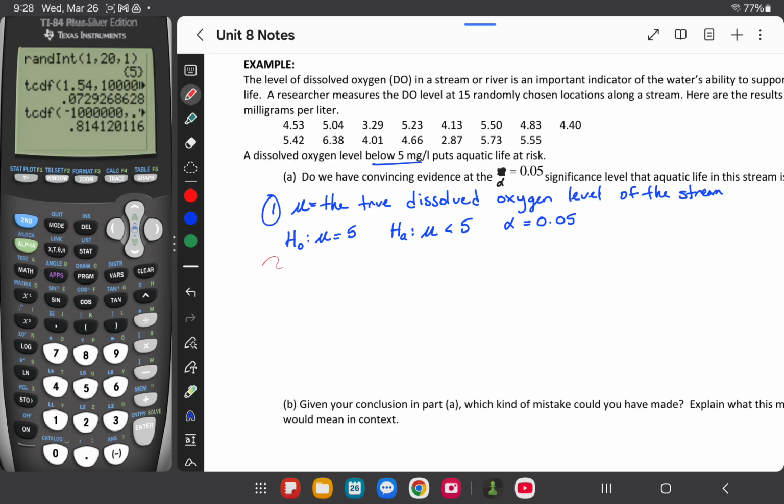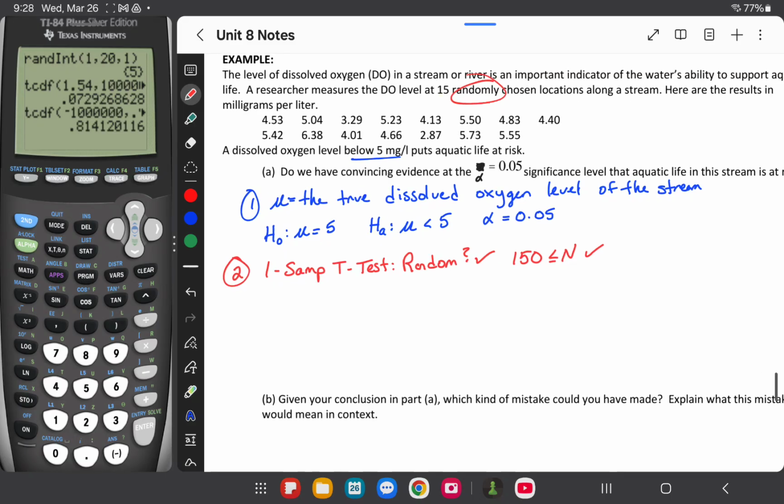Next for our plan, let's write out, first of all, what type of test it's going to be, which is a 1-sample t-test. And then let's go ahead and check our conditions for it. So the first thing we need to check is whether or not our data is random. It does say that they were from 15 randomly chosen locations, so we should be good there. Next would be our 10% condition. If we take 10 multiplied by our sample size of 15, is it reasonable to assume that we could have checked more than 150 locations along the stream? And I would say that's a pretty safe bet.